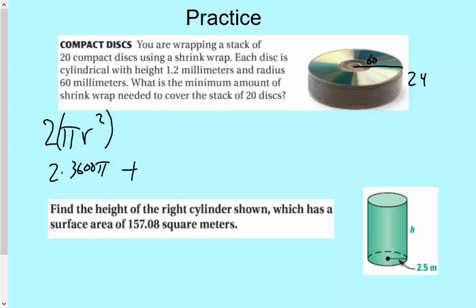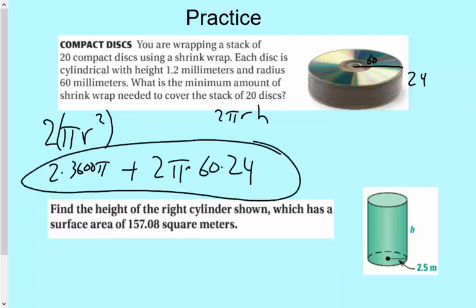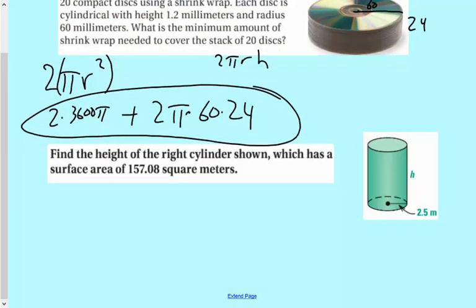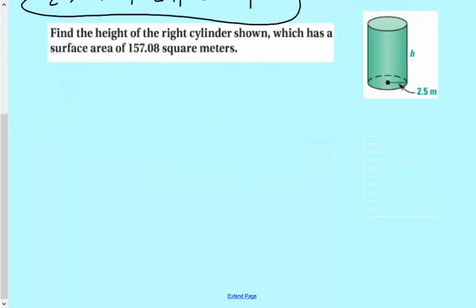Plus, now we're going to do 2 pi r h. So 2 times pi times radius times height, and put that in your calculator. That's your answer. Alright, find the height of the right cylinder shown, which has a surface area of 157.08 square meters. This is a problem where you have to work backwards. You're going to use some algebra.